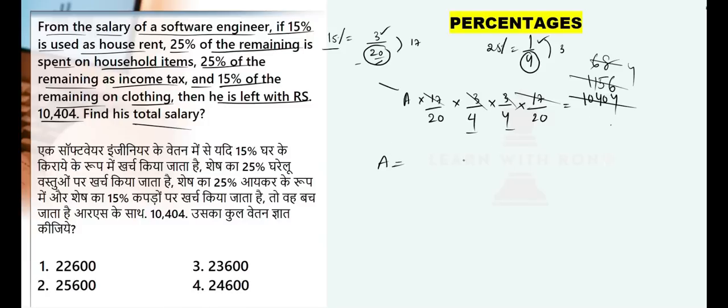4 times 4 is 16, 16 4s are 64, multiplied with 20 square is 400. 64 4s are 256, 25600 is our answer. Option number 2. Next question.